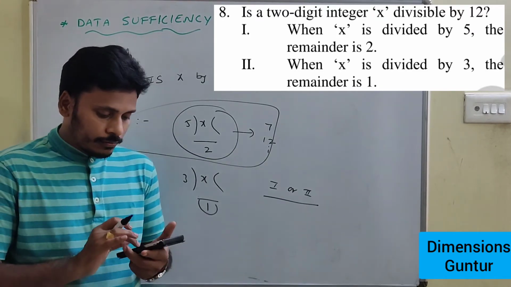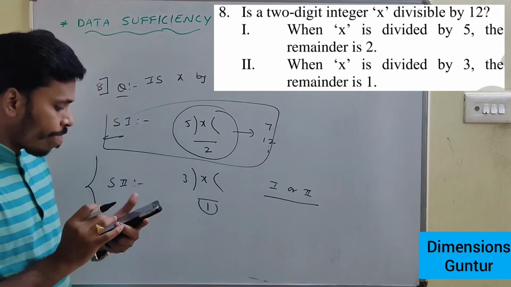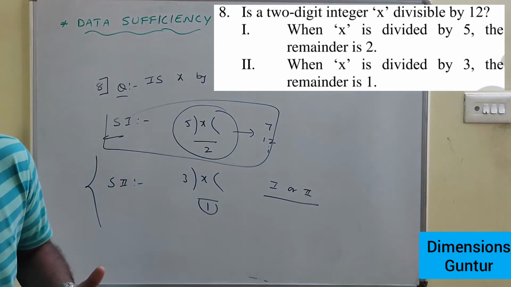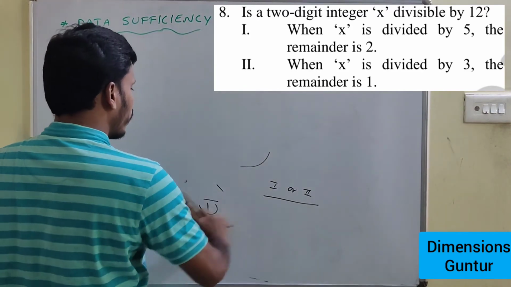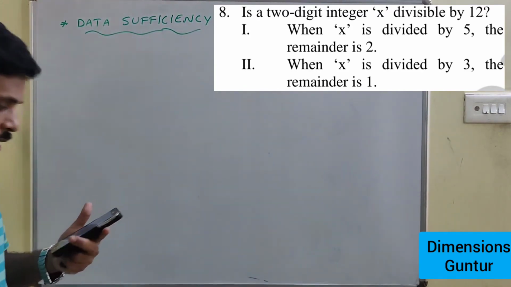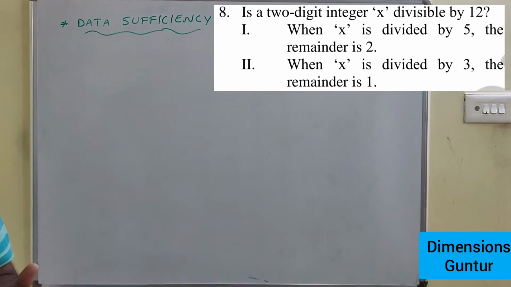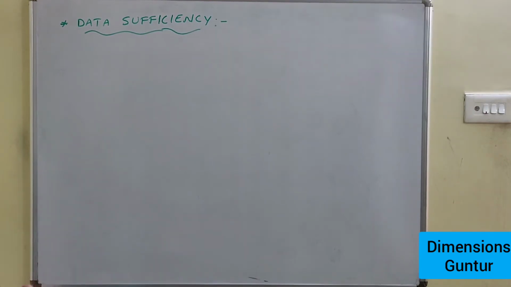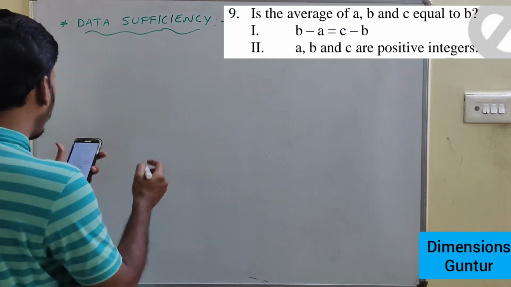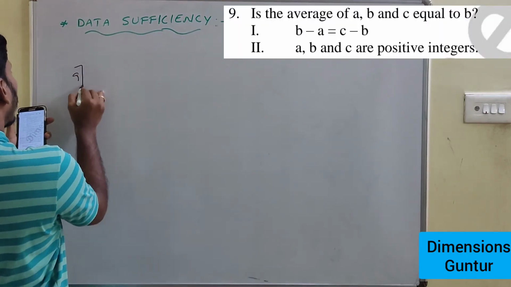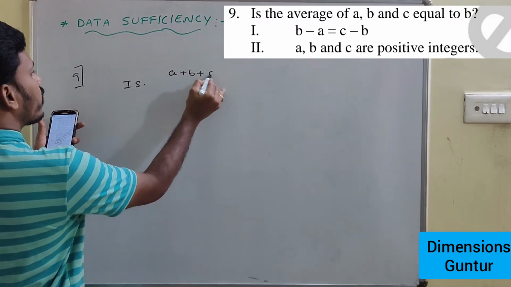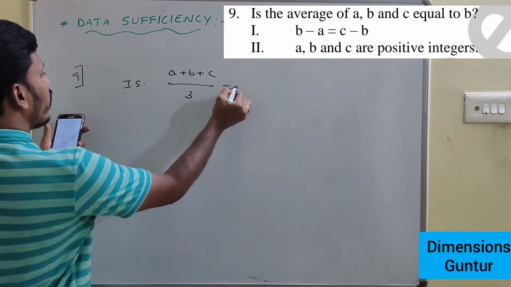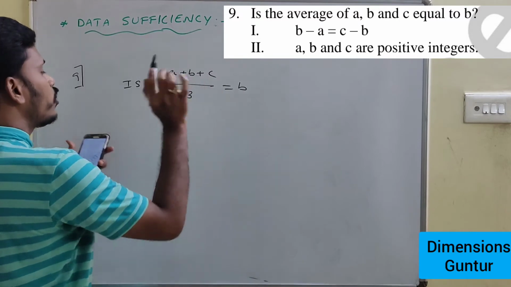Okay. Then the next problem is the 9th one. See, the 9th problem, just look at the question on the board. Is the average of A, B and C equal to B? Again the question is about 'is'. Is the average of A, B and C equal to B? The average of A, B and C is A plus B plus C by 3. Is A plus B plus C by 3 equal to B?